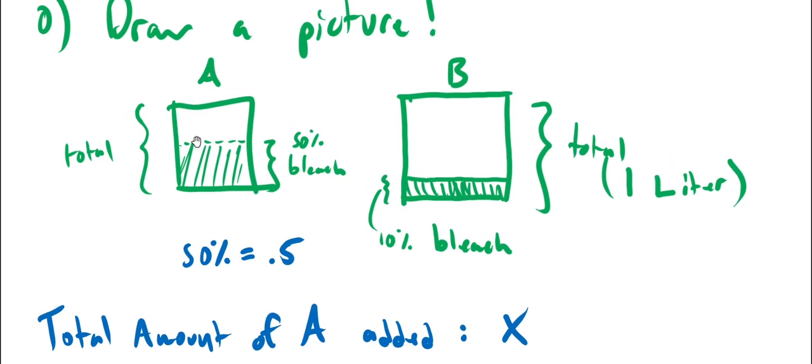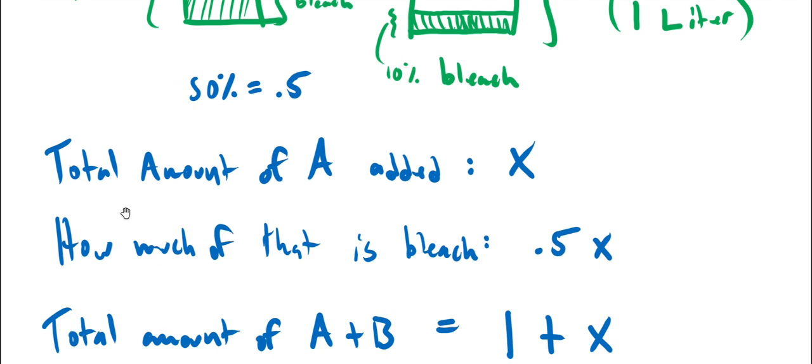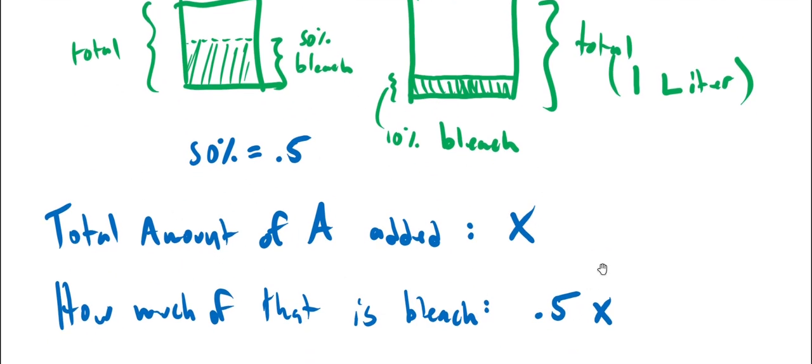We know that when we add some of it, though, some of what we add is bleach, and the rest is buffer liquid. So how much are we going to add? This is the first thing we want to name. I want to name how much we're going to add, because that's the question, right? The question was, the thing we're looking for, how much of this solution A should you add? So let's call that X.